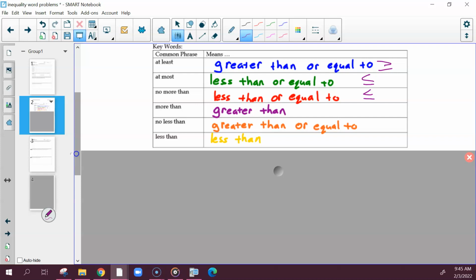More than is greater than. No less than is the opposite. Trying to think of a good example. It would be similar to at least.